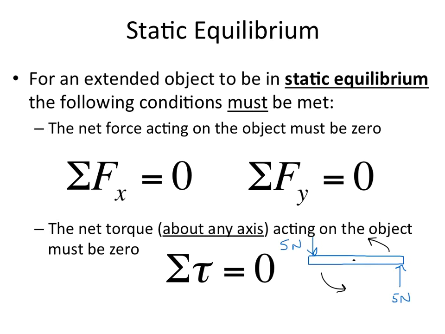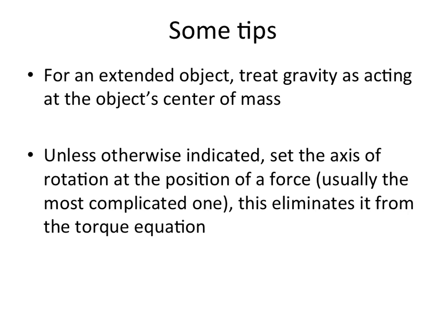What is true with static equilibrium, and what you can assume, is net force in the x is 0, net force in the y is 0, but also the net torque about any axis is going to be 0. If that's the case, then the object will not move. It won't move translationally, but it also won't move rotationally as well. A couple of things to think about when we set up problems like this. First of all, when dealing with the object's weight or mass, treat the gravity as acting on the object's center of mass.